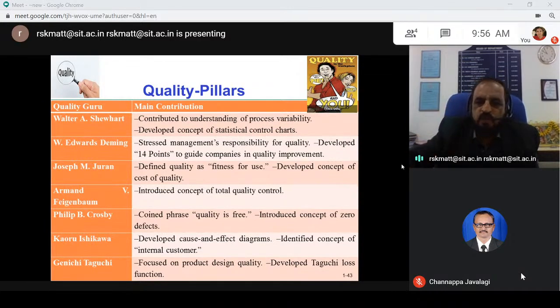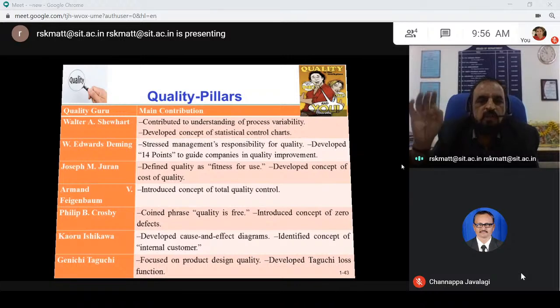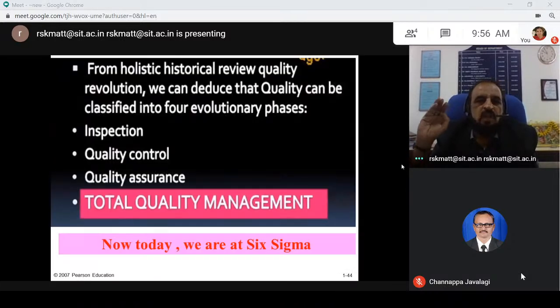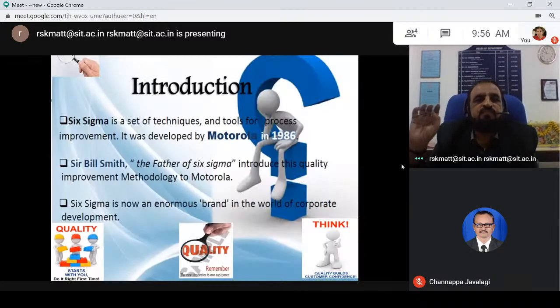I don't want to discuss much about this. I think you might have already studied these quality pillars and the evolution of quality from inspection to quality control to quality assurance, then TQM, and now we are at Six Sigma.